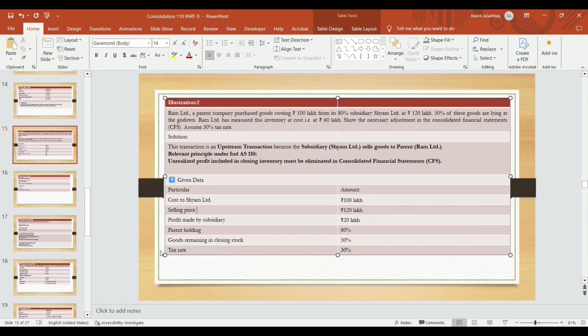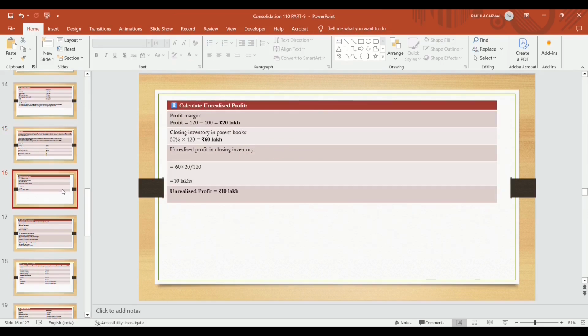Goods remaining, closing stock becomes 50%. Out of 120 lakhs, 60 lakhs are still lying in stock in the books of the parent company. We have to calculate the unrealized profit. Profit margin becomes 120 minus 100, that is 20 lakhs. The closing inventory in the parent's books becomes 60 lakhs. How much unrealized profit is in the closing inventory? That is 60 lakhs inventory lying, out of which 20 lakhs of profit divided by selling price, that is profit divided by selling price into closing stock, so it becomes 10 lakhs. 10 lakhs is the unrealized profit.